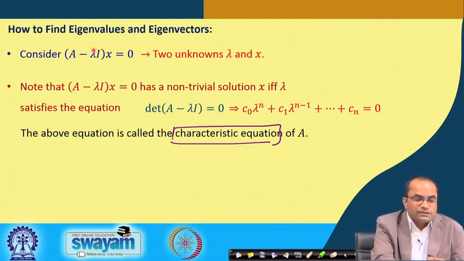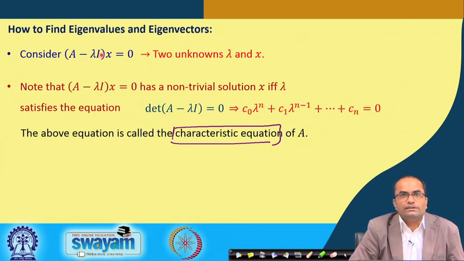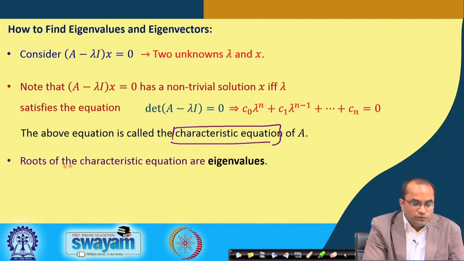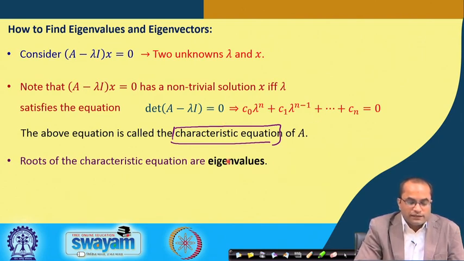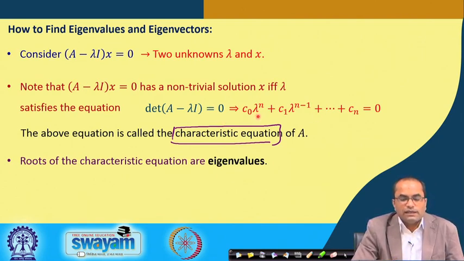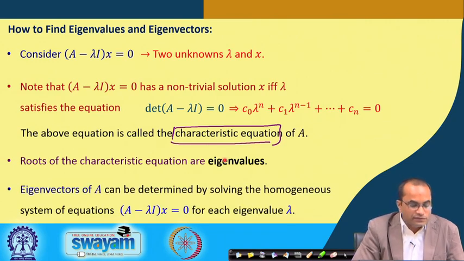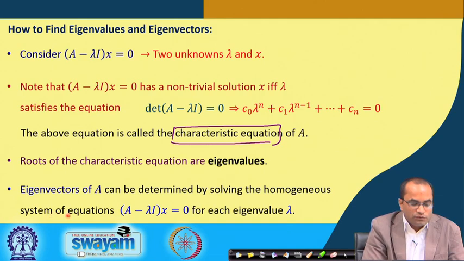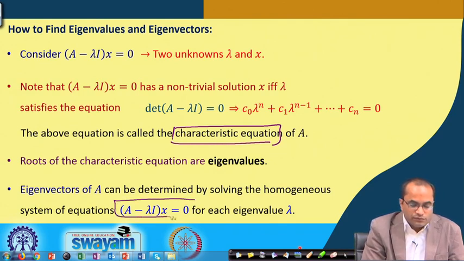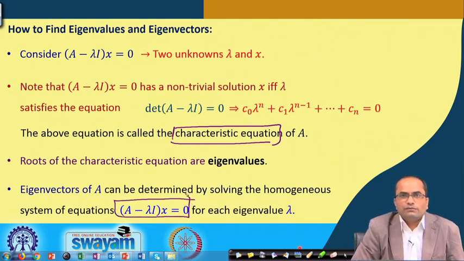automatically for these lambdas we will get the non-trivial solution of these (A - λI)x = 0. So, here the roots of this characteristic equation are exactly called the eigenvalues, because this lambda is the eigenvalue. So, once we solve this characteristic equation, we will get all the eigenvalues, and the eigenvectors of A can be determined by solving the homogeneous system of linear equations. That means, this (A - λI)x = 0.